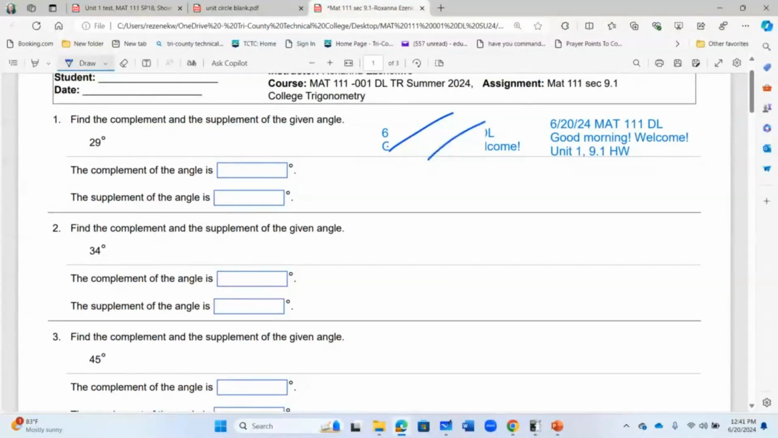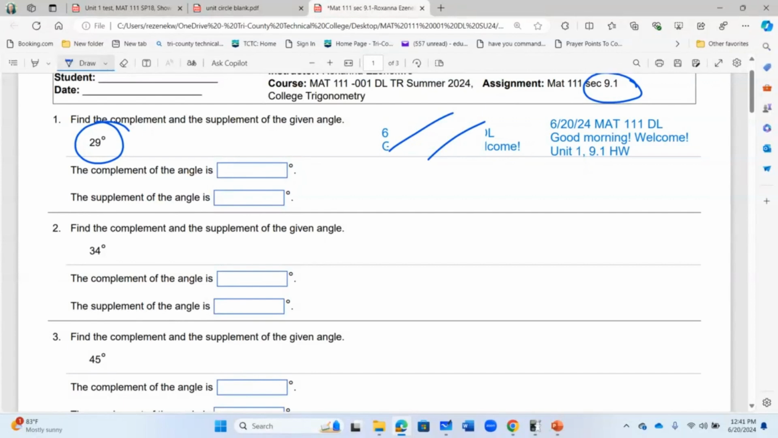Now from what we just had, find the complement and supplement of the angle. This is homework 9.1. So these are the questions you will see in homework, some of them already in the test.